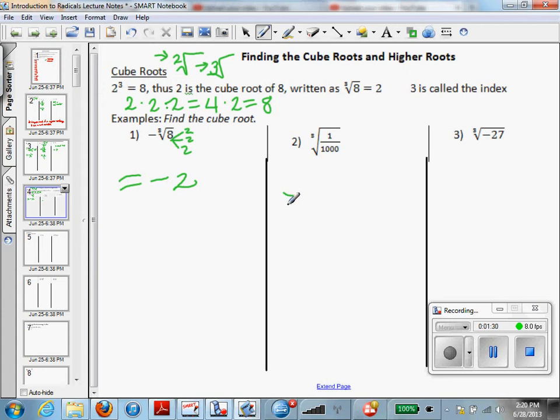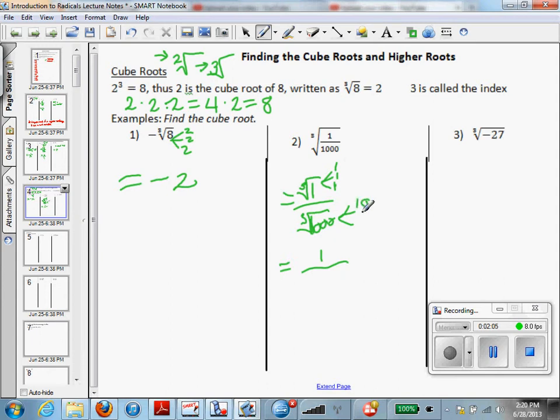Okay, with number 2, as we did before, we can break this fraction down to the cube root of 1 over the cube root of 1,000. Because it was the cube root of 1 over 1,000, we broke this into separate pieces. And before, we can think of 1 as being multiplied by itself 3 times, and still having 1 as the cube root.